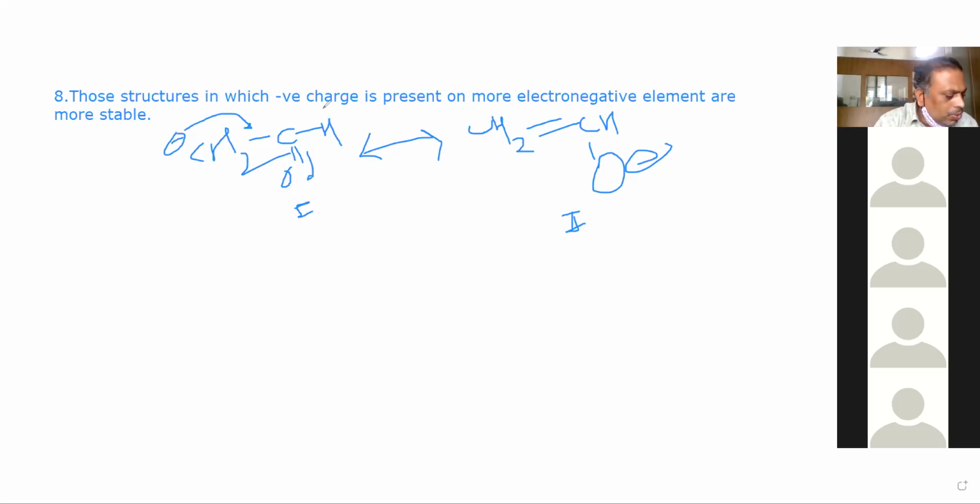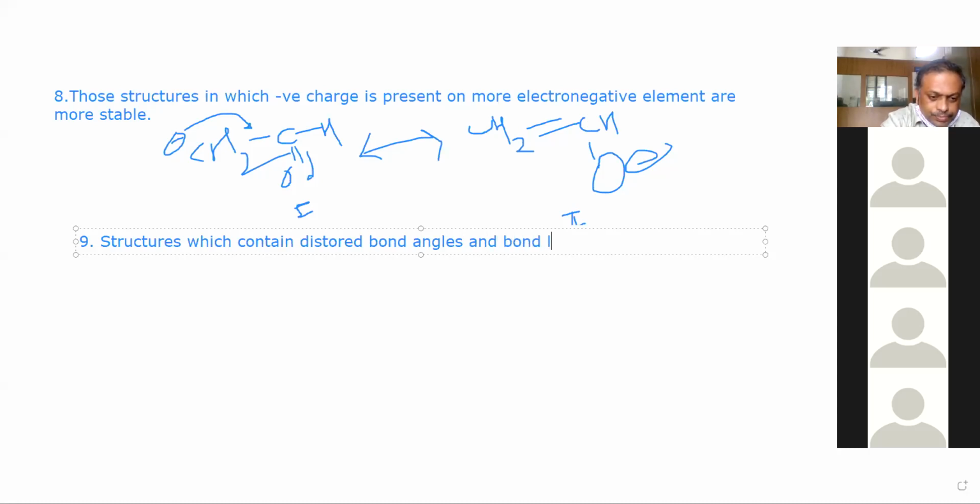Now, last rule, rule number 9. Structures which contain distorted bond angles and bond lengths are less possible, are less stable.